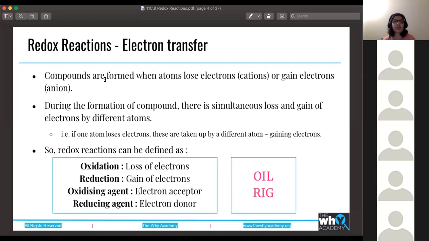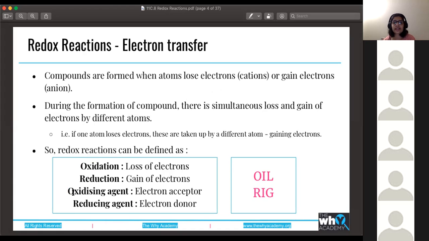Compounds are formed when atoms either lose electrons or gain electrons. Even if you consider covalent compounds, you have come across polarity of covalent compounds. So whether it's ionic or covalent, an element is either losing electrons or gaining electrons. If an element has lost electrons, then it is oxidized. And if the element has gained electrons, then it is reduced.